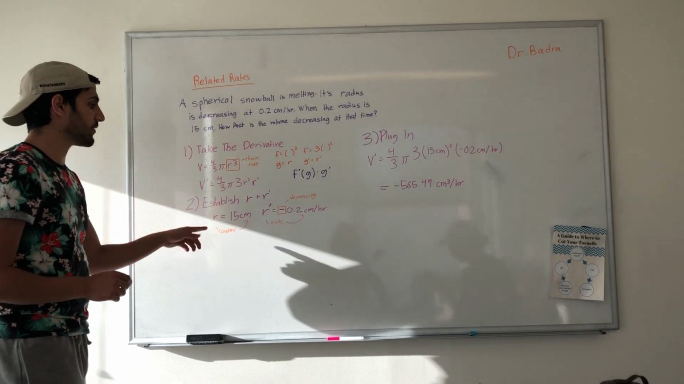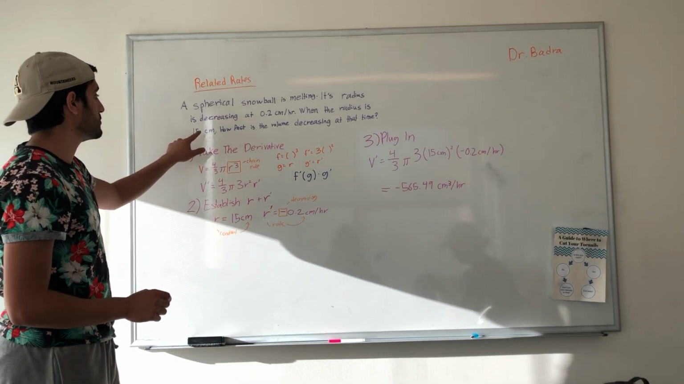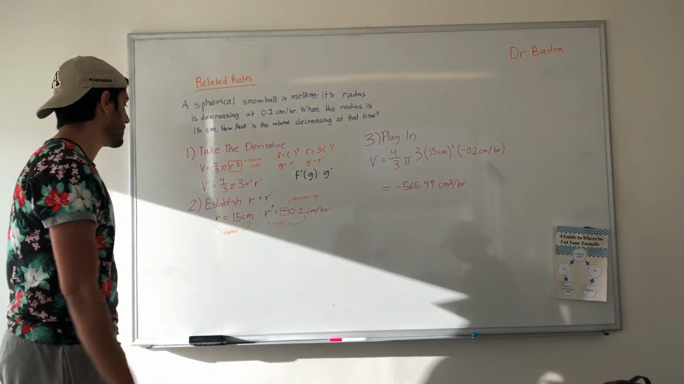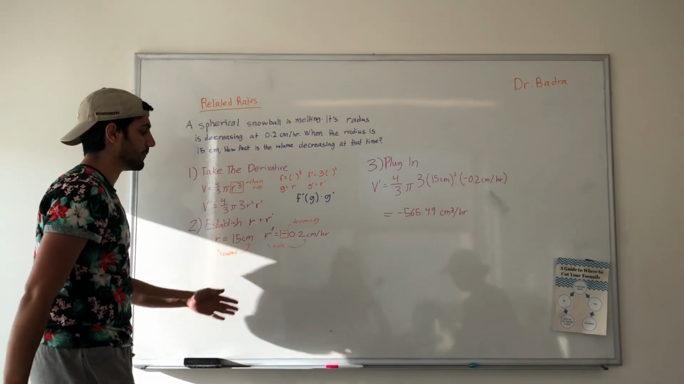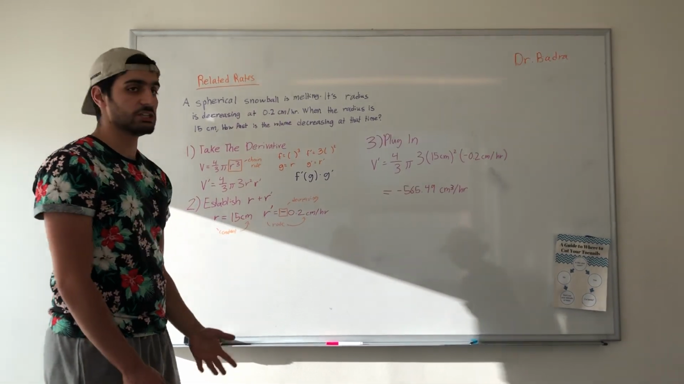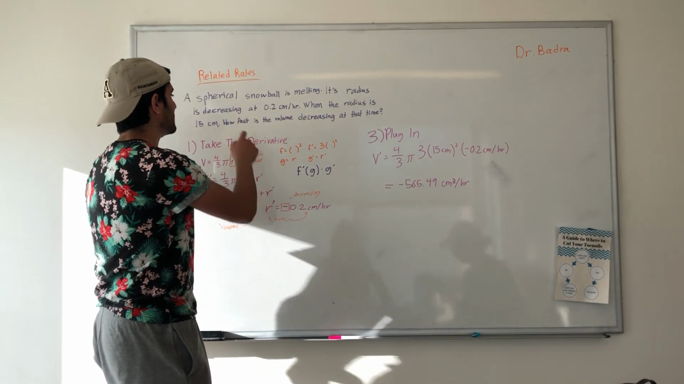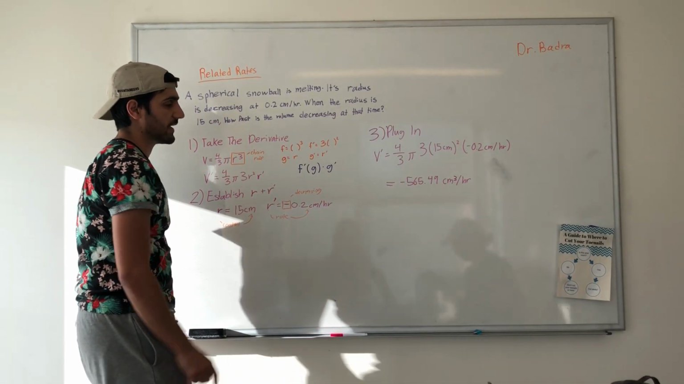And then you've got to establish r and r prime. R, since it's a constant, we're just going to use the centimeters since it doesn't change over time. So it's going to be 15 centimeters. But then r prime is a rate, so we're going to have to look at the centimeters per hour since that changes over time. So we're going to use 0.2 centimeters per hour, and it's decreasing. So we've got to make sure we add that negative.